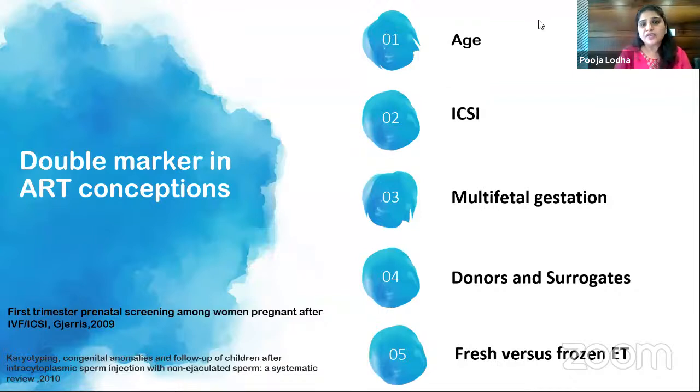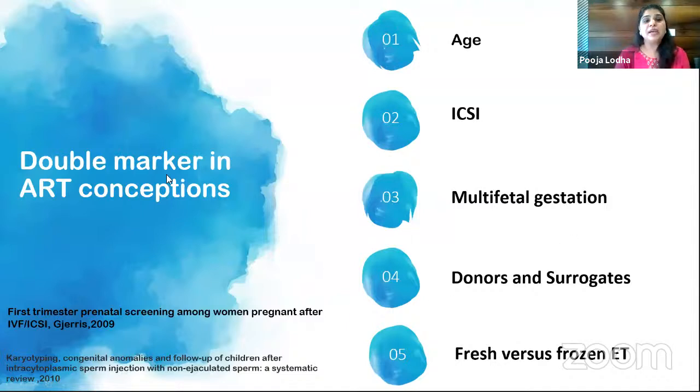Now, coming to IVF conceptions, we already saw that the age is important. You have to ask the oocyte age and not the age of the mother who is carrying the baby. ICSI is associated with higher risks for chromosomal aberrations, and therefore you also need to ask what kind of IVF procedure she has undergone. Multi-fetal gestation, we've heard a superb lecture by Pratima ma'am.